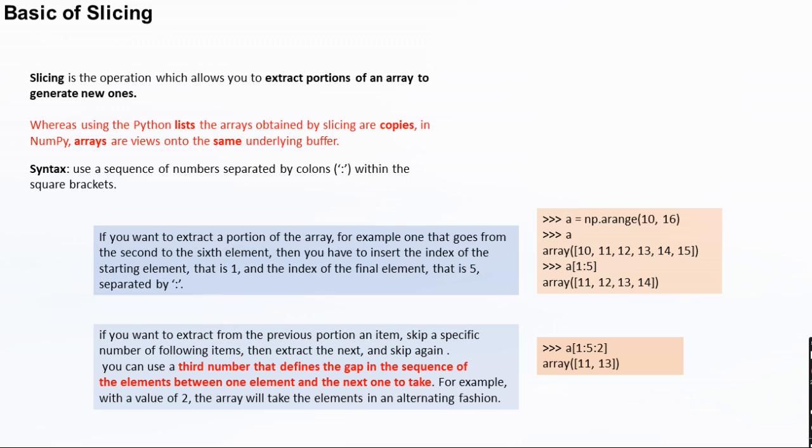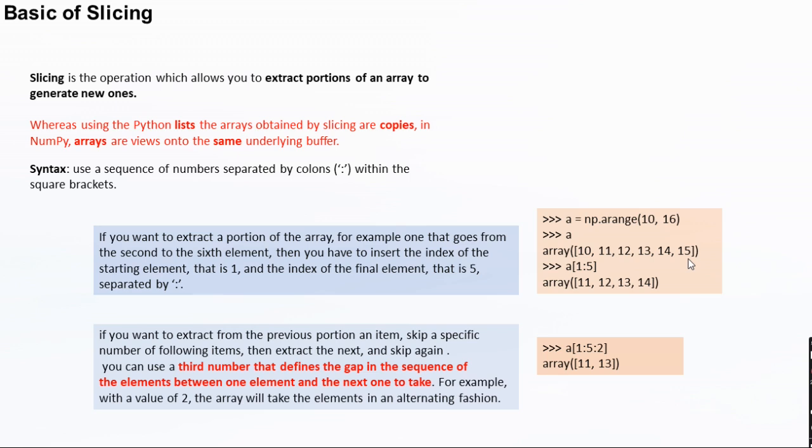We are going to extract a portion of an array, right? And generate a new one. So when you want to extract a portion, that portion would be separated by a colon within the square brackets. So here also you use square brackets, but you need to give the starting portion and the ending portion, that would be separated by a colon. So let's see this example. Here we have created a unidimensional array called a with these values.